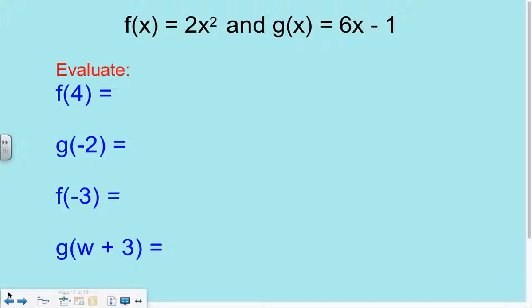All right, function notation. f of x equals 2x squared and g of x equals 6x minus 1. So you need to evaluate for f of 4, g of negative 2, f of negative 3, and g of w plus 3. So solve those 4 right now.